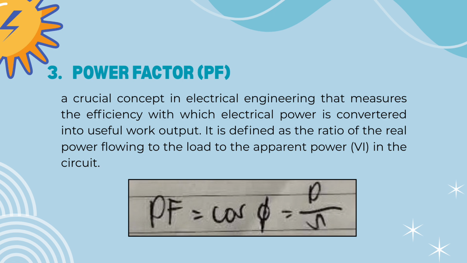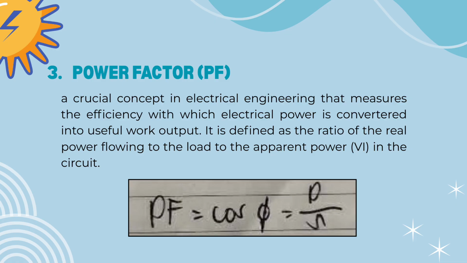And next is power factor, or PF. A crucial concept in electrical engineering that measures the efficiency with which electrical power is converted into useful work output. It is defined as the ratio of the real power flowing to the load to the apparent power in the circuit.